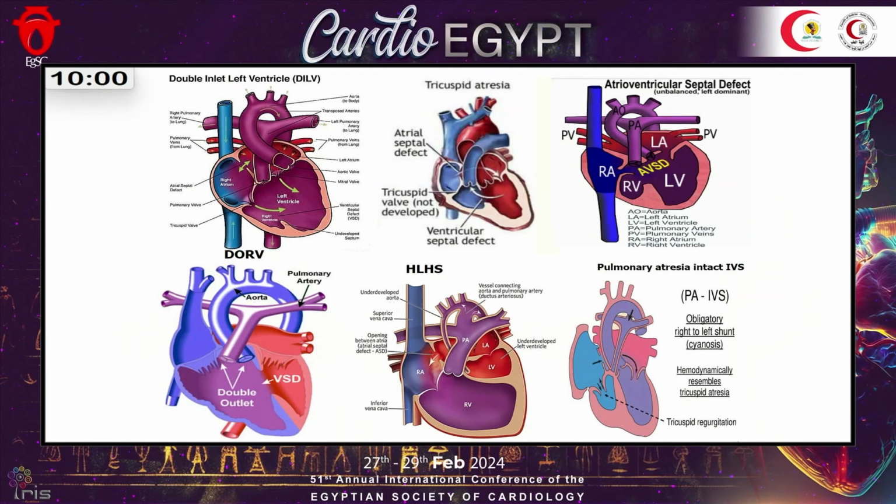These are the multiple congenital abnormalities: double inlet left ventricle, tricuspid atresia, unbalanced AVSD, hypoplastic right heart, this is pulmonary atresia with intact septum, hypoplastic left heart, and double outlet right ventricle.